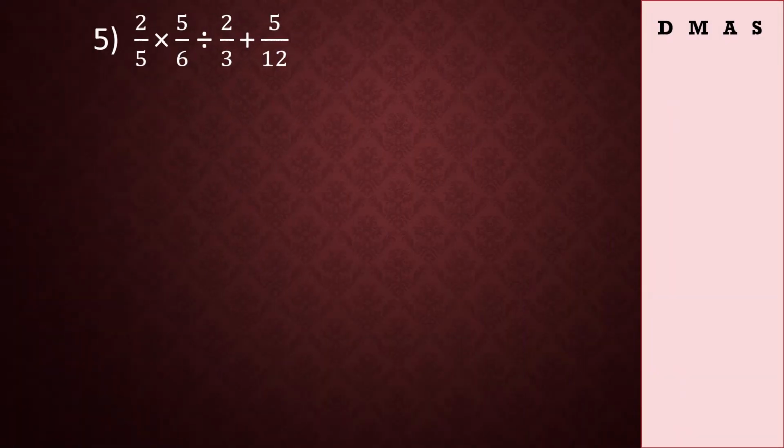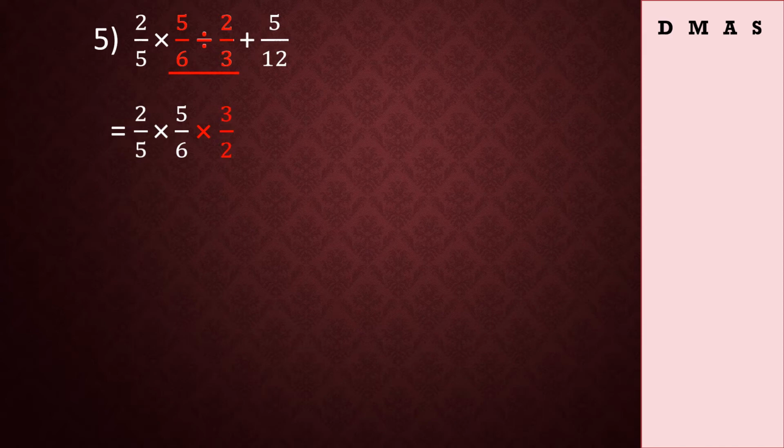Let us solve one more question. Question number 5. 2 upon 5 multiplied by 5 upon 6 divided by 2 upon 3 plus 5 upon 12. Now tell me, according to DMAS, what we have to solve first? Yes, division. So write 2 upon 5 multiplied by 5 upon 6 as it is. To divide, first change division sign to multiplication sign and multiply by the reciprocal of 2 upon 3, which is 3 upon 2. Then write plus sign and 5 upon 12 as it is.